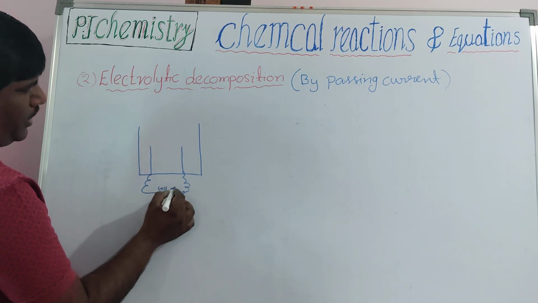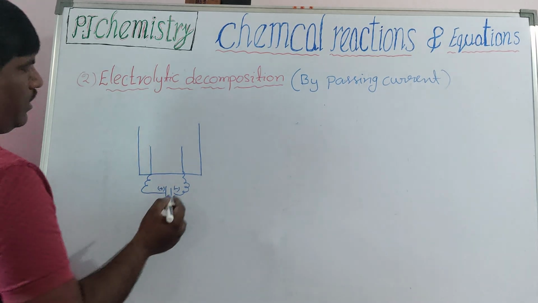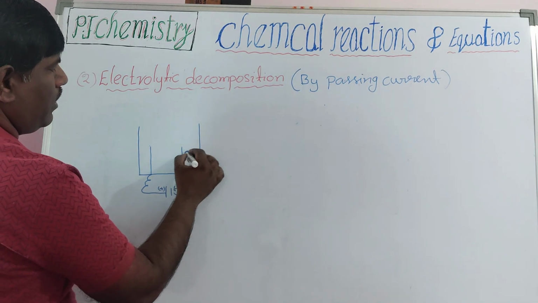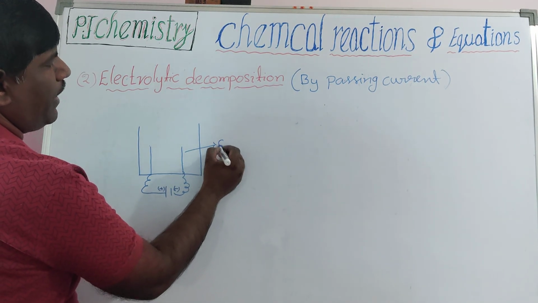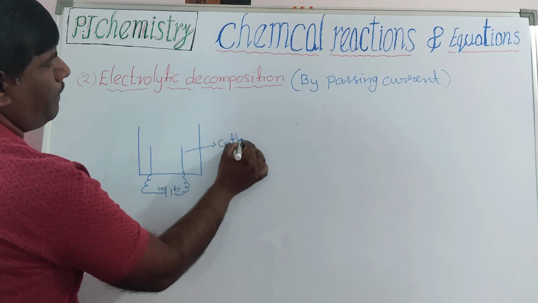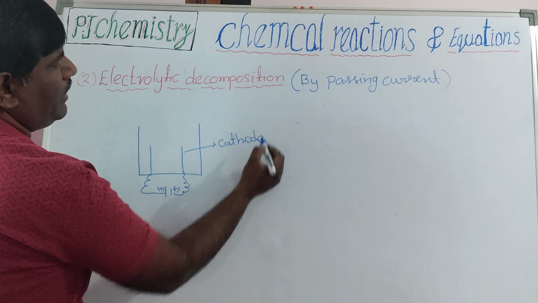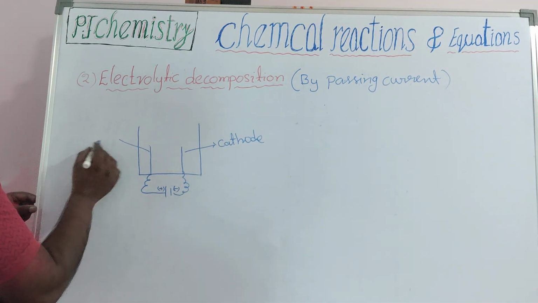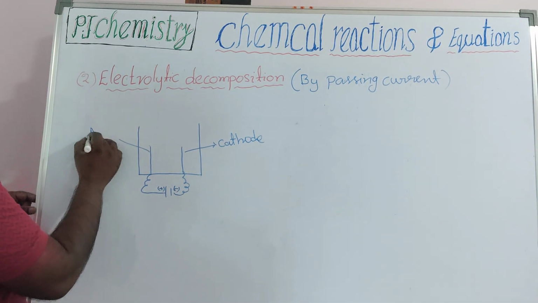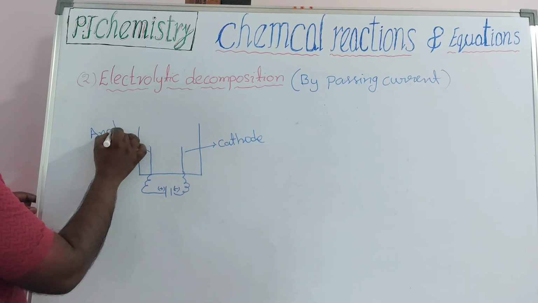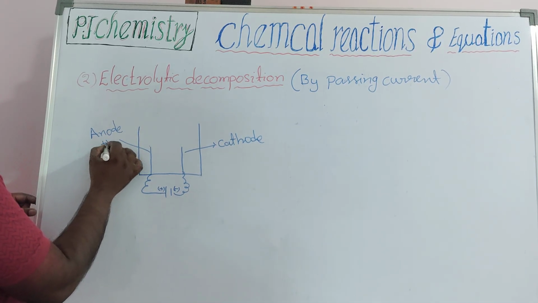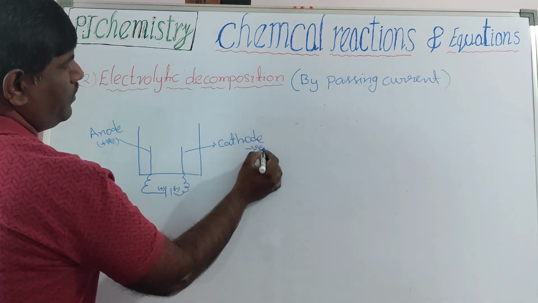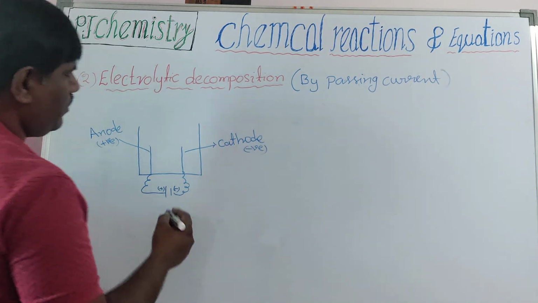The battery has a positive terminal and a negative terminal. The metal rod connected to the battery's negative terminal we call the cathode. The rod at the opposite, positive terminal we call the anode. Anode means positive, cathode means negative.